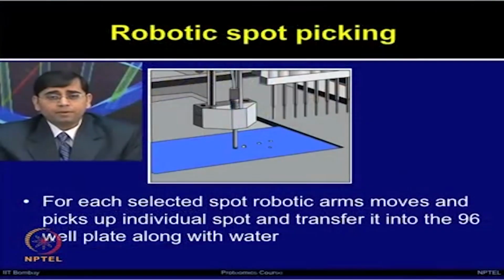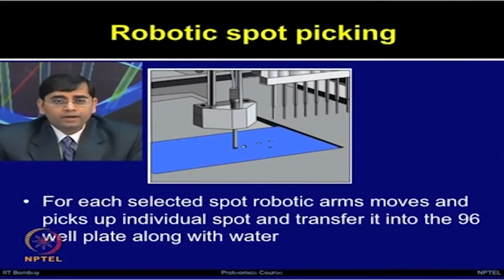The second method is robotic spot picking, which, as I mentioned, is more accurate and more precise, but more costly. If you are doing global profiling, you have to rely on robotic spot picking. Often, if you are looking at Sypro dyes or some sort of fluorescence stains where you cannot even visualize the spots, you also have to rely on robotic spot picking. For each selected spot, the robotic arm moves and picks up the individual spot. You can set up the x, y coordinates in the software, and based on the location of the spots on the map of the gel, it can go and excise the spots from the gel. Then they can be transferred to the 96 well plate for further processing.